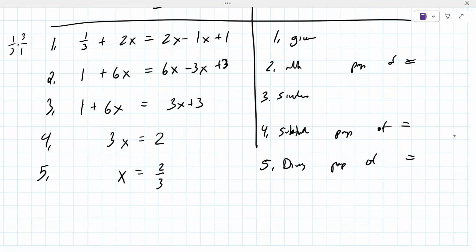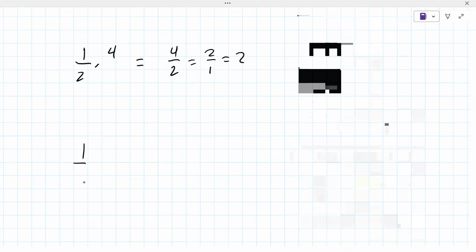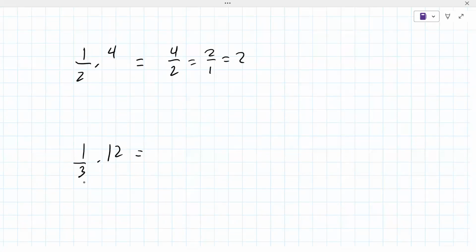So let's do a couple of fraction multiplications just to get it down. What is 1/2 times 4? Four over two, or 2 over 1. 4/2, which becomes 2/1, which is 2. How about 1/3 times 12? 4 over 1. Times 4, good. How about 1/6 times 6? One. That's 1, good. Okay, any questions on that? No. All right.